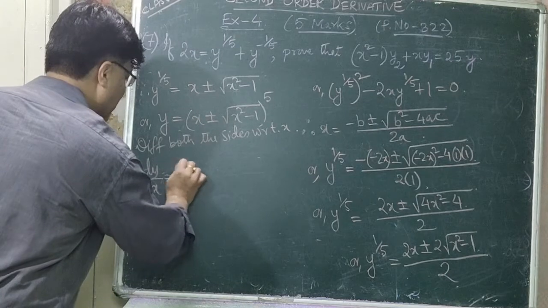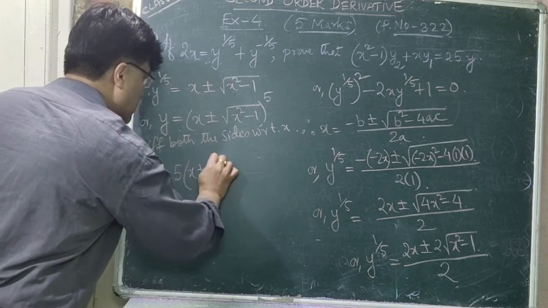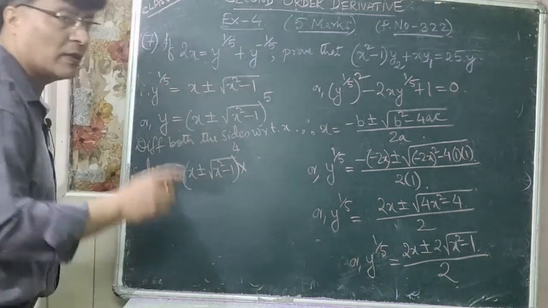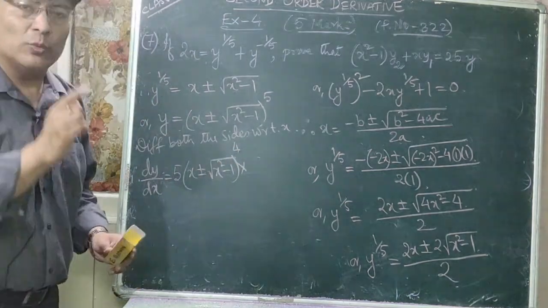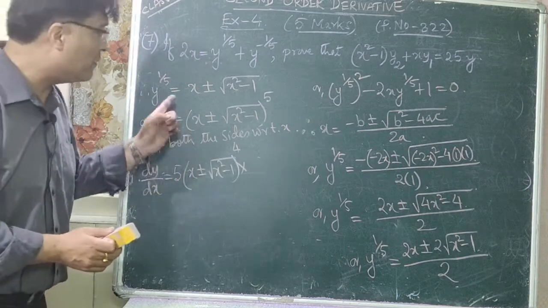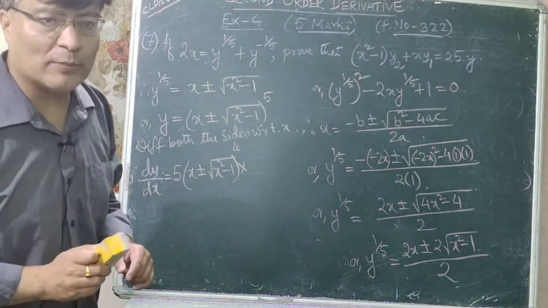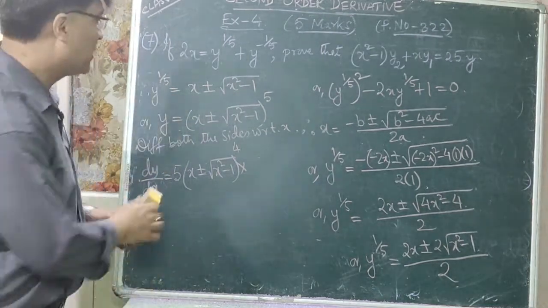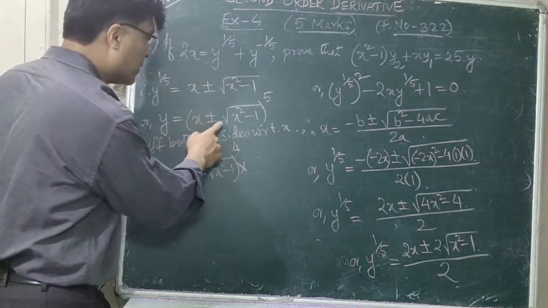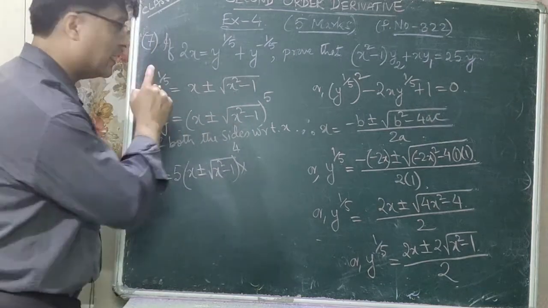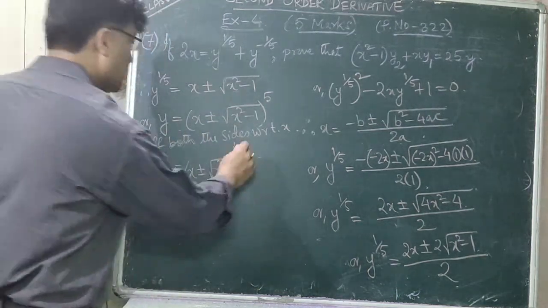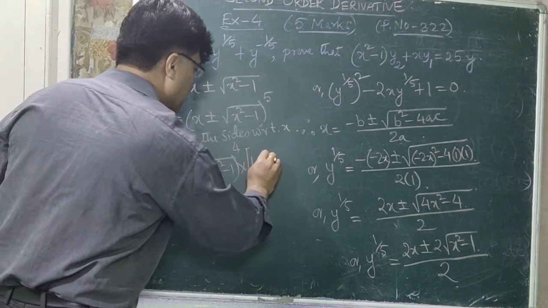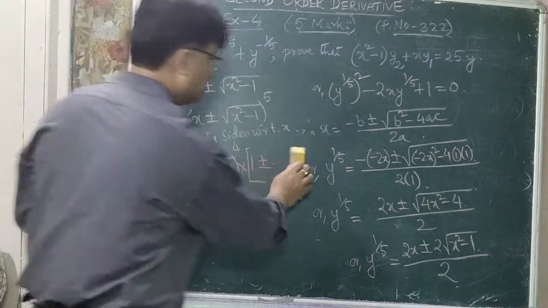But here it is 5 within bracket x plus minus root over x square minus 1 whole to the power 4 into, again you have to differentiate the term which is assumed as x. We have to differentiate again that term which we assumed as x. What did we assume as x? x plus minus root over x square minus 1. So we have to differentiate it again. So within third bracket, what is the differentiation of x? 1 plus minus remains as it is.